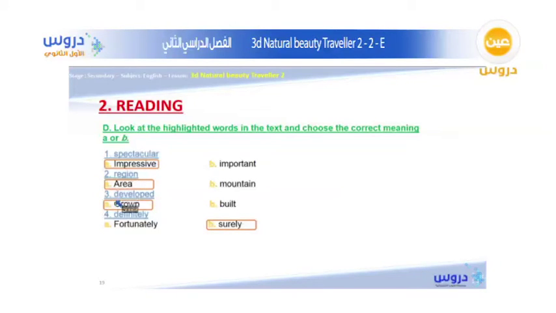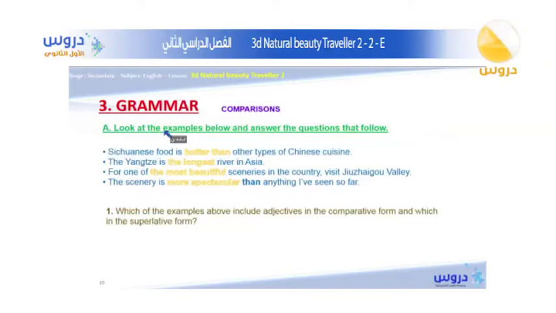Region, the same meaning as area. Developed, grown. Definitely, the same meaning as surely.